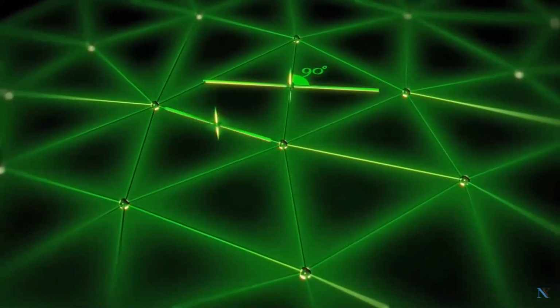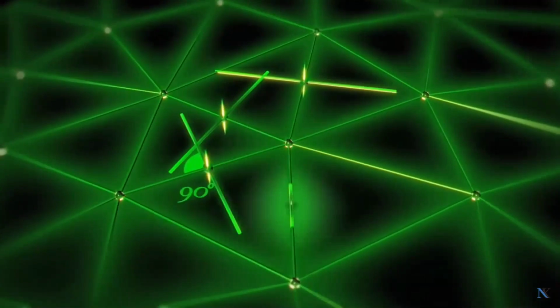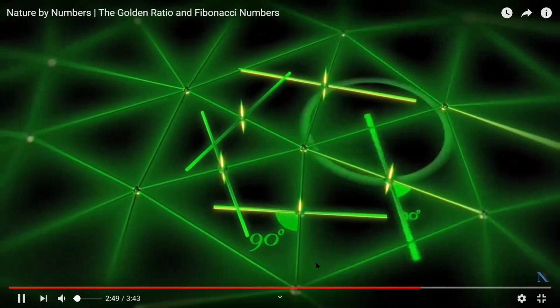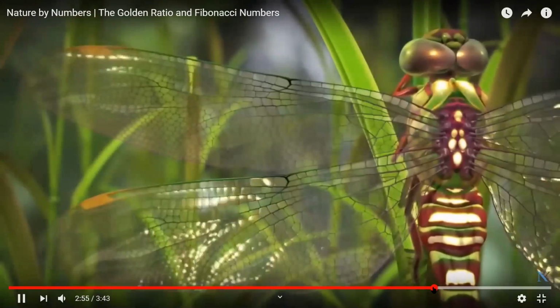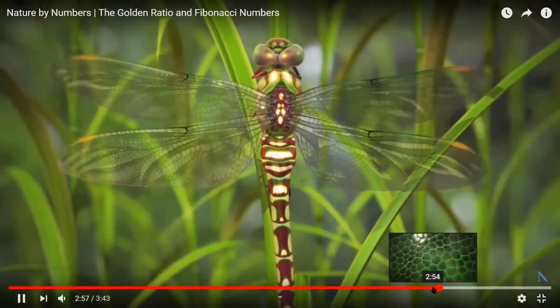And then they're just trying to show you other places where the Fibonacci numbers would occur. This one wasn't quite as interesting. I'll fast forward a little bit. You'll see it in wings.